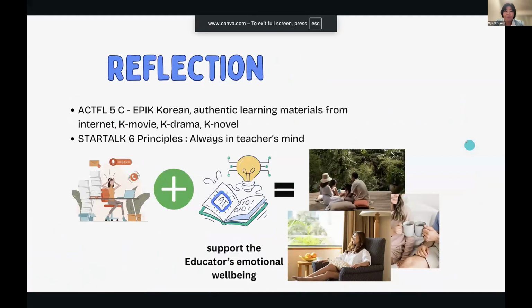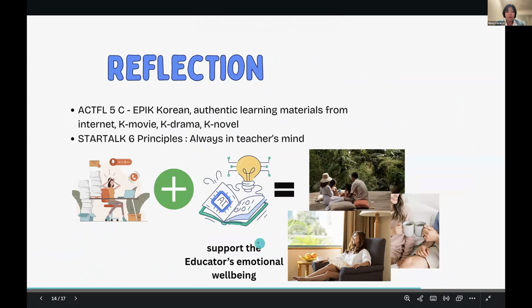And then next, reflection after this teaching: Act 4, 5C, Epic Korean authentic learning material from the internet, K-movie, K-drama, K-novel. I use all of them, and the 6 principles. It's a lot of hard, time-consuming work, but with the support of AI tools, I would have more family time and coffee time. So it supports the teachers' emotional well-being.